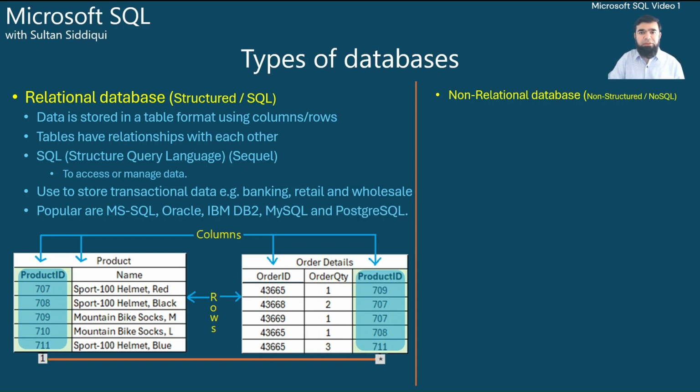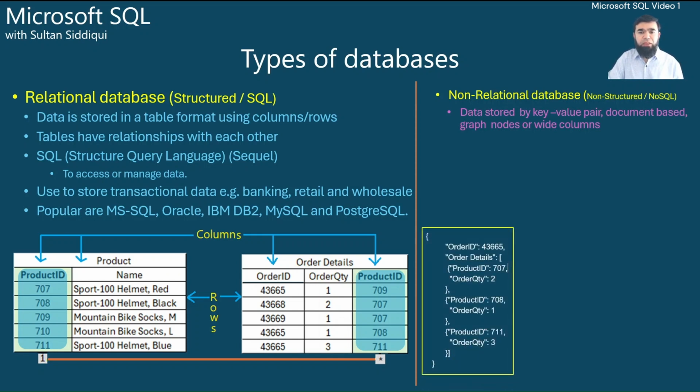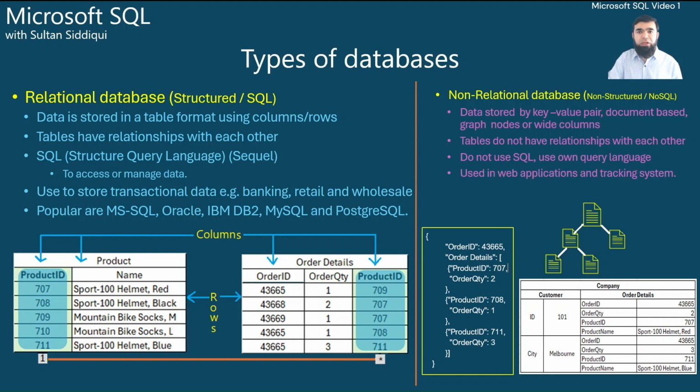In non-relational database, data is not stored in a table format. Data is stored using key-value pair, document-based graph, nodes, or wide columns. Tables do not have relationship with each other. To access the database, non-relational database use their own query language. They don't use SQL. Non-relational databases are widely used in web applications and in tracking systems. Popular non-relational databases are MongoDB, Cassandra, and Amazon DynamoDB.